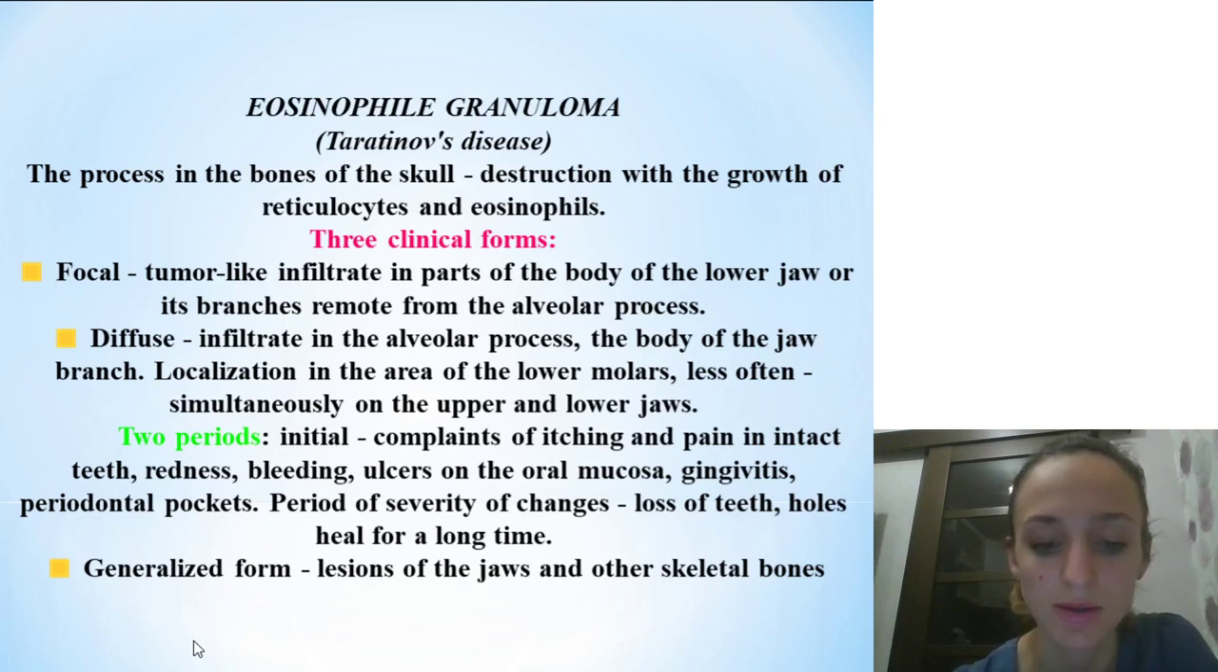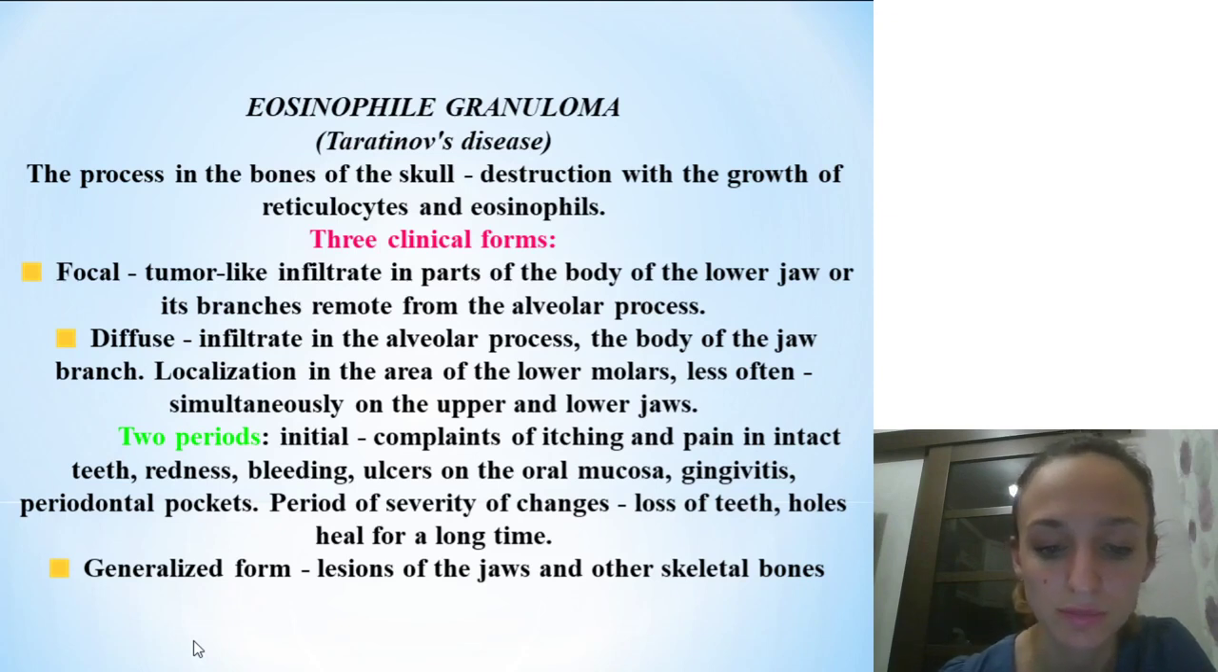Clinically, there are three clinical forms of eosinophilic granuloma. It is local, diffuse, and generalized. The local form is characterized by development of tumor-like infiltration distant from the alveolar process, in areas of the body of the lower jaw or its branches. At the same time, symptoms of expressed inflammation and other pathological changes in periodontal tissue are absent.